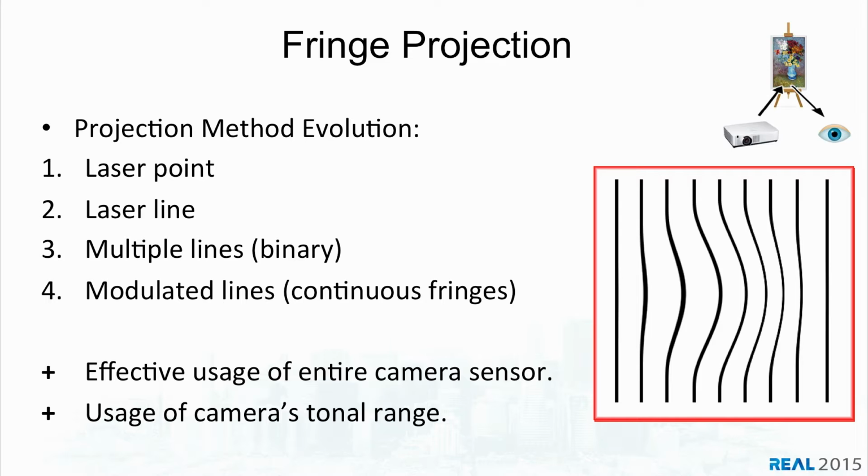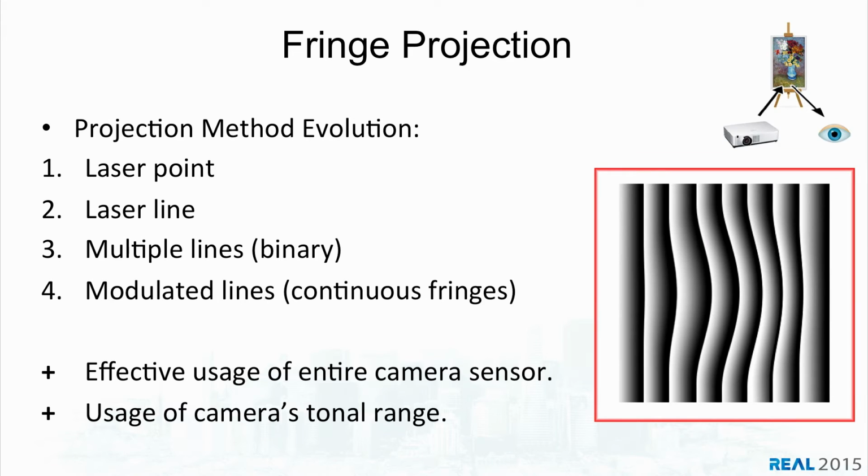But if you're even smarter and you know that cameras have a tonal range, right? They capture color and gradients. Then what you do is you can use fringe projection. And that looks something like this. You can already see that there's a structure there. And this uses the entire effective surface of the camera.